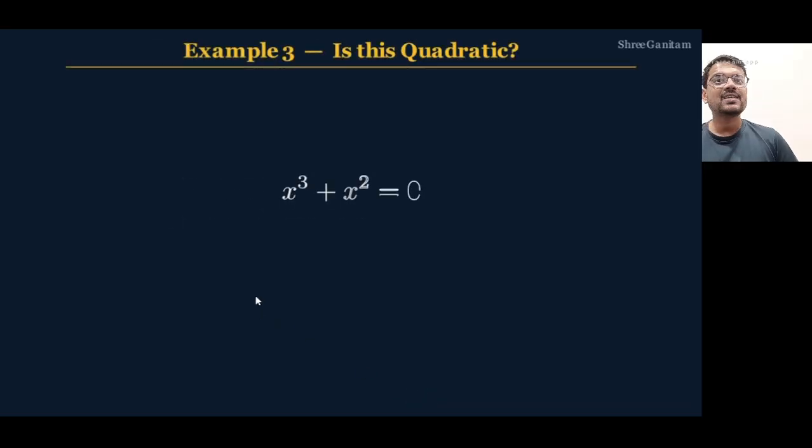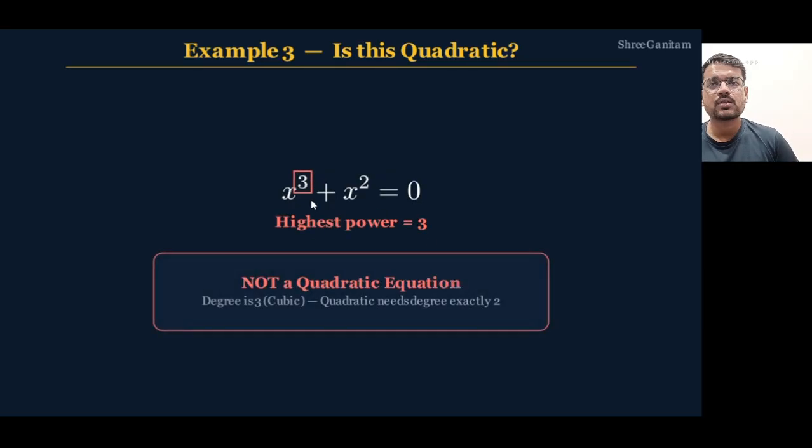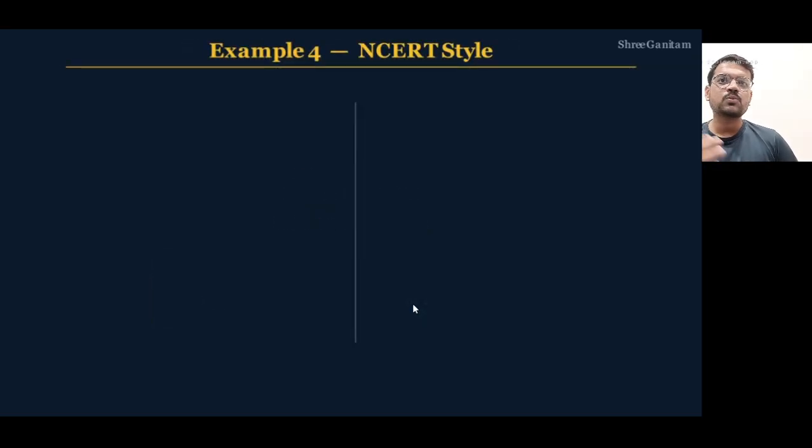Next question, is this a quadratic equation? No, obviously not. Why? Because we have x cube here, and for the quadratic equation there must be a square. I mean the maximum power must be the same. Do you understand? If the degree is not 2, then it is not known as quadratic, it will be known as cubic. So it's not a quadratic. Obviously the highest power is 3, and it is not a quadratic equation because the degree is 3, it's a cubic. Quadratic needs to be exactly 2 power. Degree, sorry. Let us move to another example.